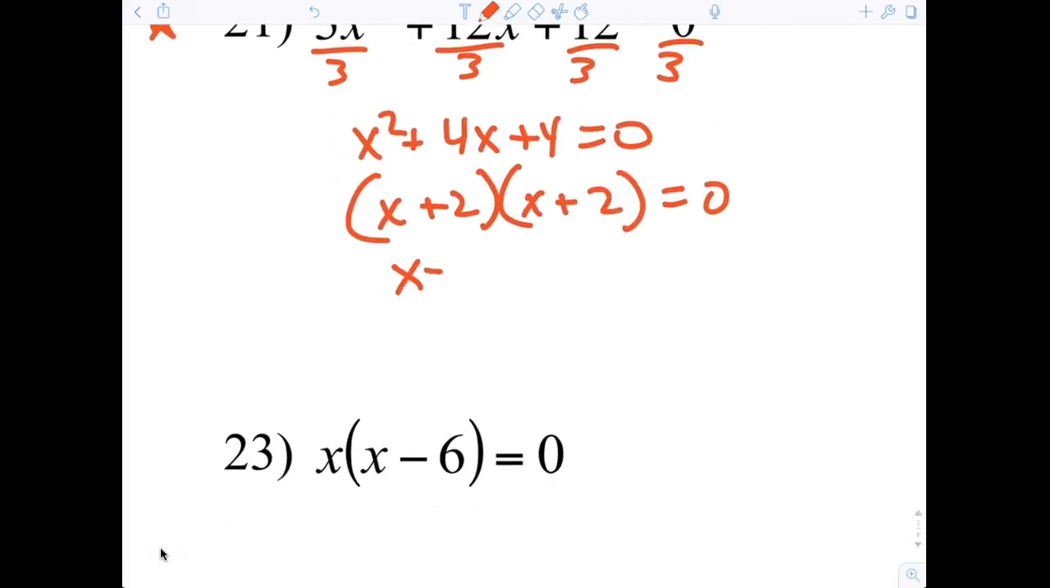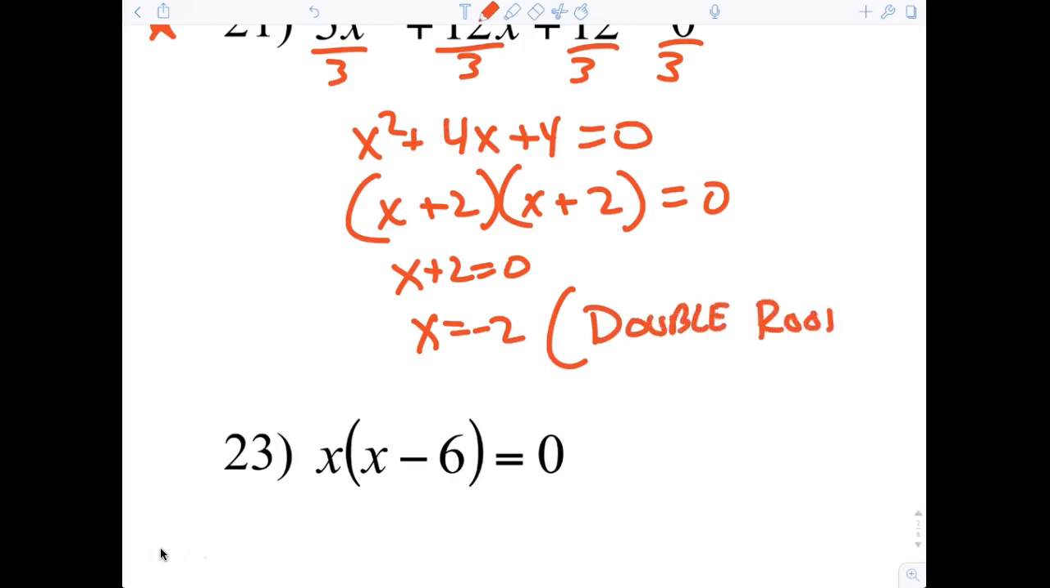Now listen to me. Can I just write x plus 2 equals 0? Do I have to write them both? No, because it's the same answer. So x equals what? Right next to negative 2, I want you to put a parentheses and write this: it's called a double root. The reason it's called a double root is because that answer appears how many times? Twice. And a root is another name for a solution to the problem. Yes, you can write x plus 2 squared.